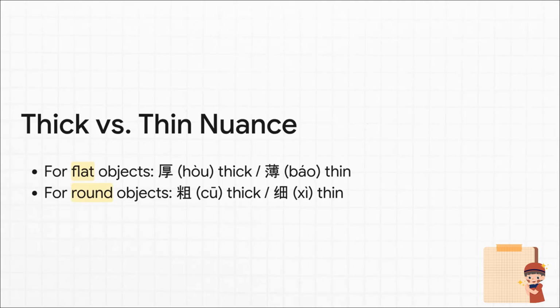And here's another perfect example of how specific and honestly how cool Mandarin can be. If you're talking about a flat object like a thick book, you use ho. For a thin slice of pizza, you'd use bao. But get this, for something round like a thick rope, the word changes to cu. And for a thin little tree branch, it's xi. So just remember, the shape of the object can actually change the word you use.